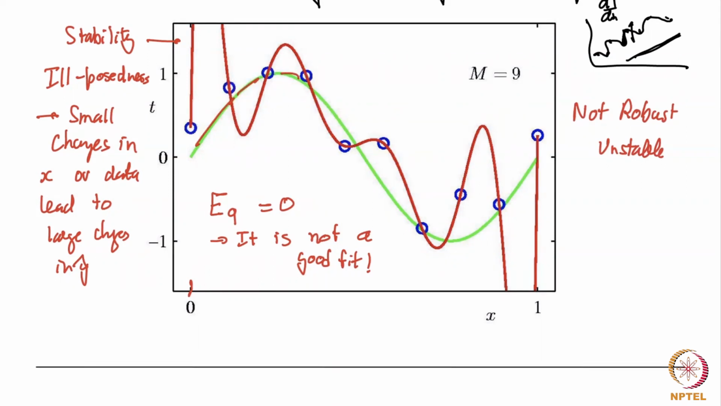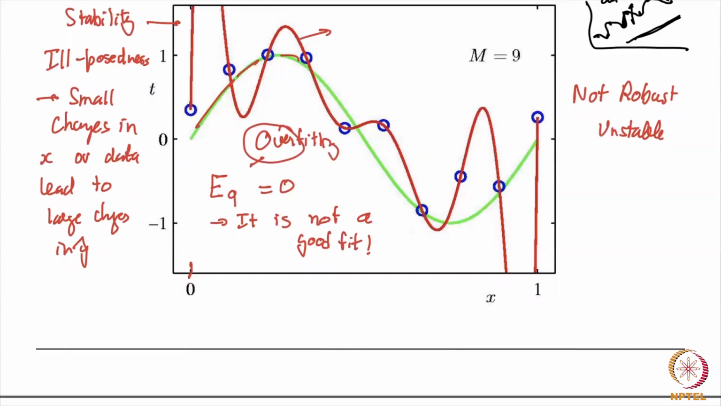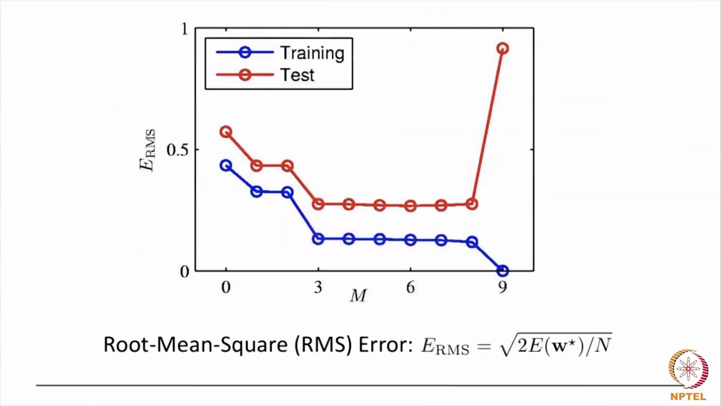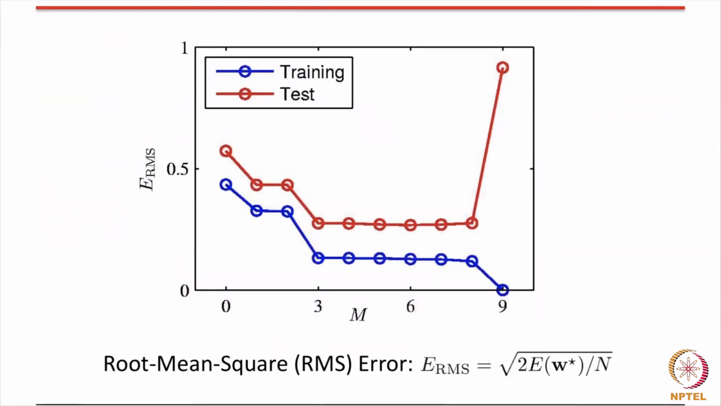Now, within the machine learning literature, this problem has a particular name. When the error is 0 or low, but the fit is bad, it's called overfitting. So overfitting will behave like this. This is called training. Training means the original data set.